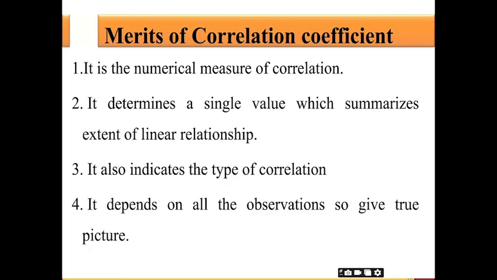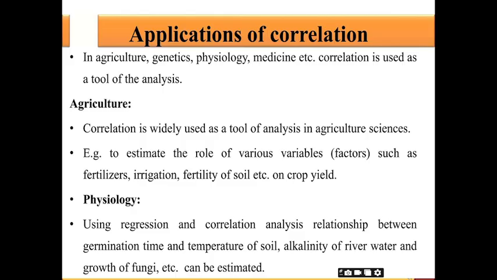Merits of the correlation coefficient. It is a numerical measure of correlation. Second, it determines a single value which summarizes the extent of linear relationship. It also indicates the type of correlation. It depends on all the observations, so it gives a true picture.